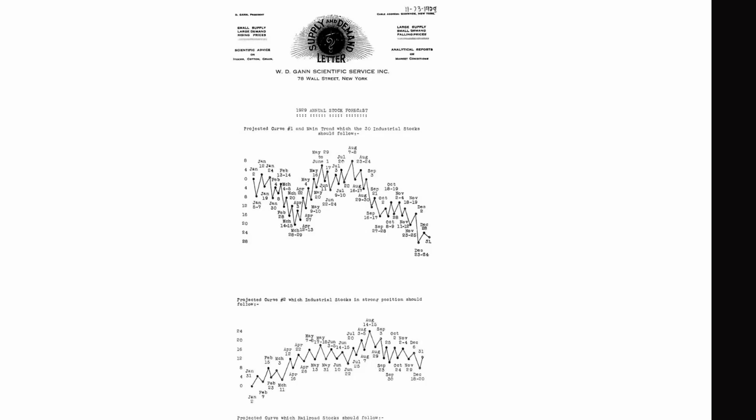Hey everybody, it's hwsteele, and today is January 26, 2020, and in this video, I'm going to talk to you about Gann's 1929 annual stock forecast, more specifically about projected curve number 1, which is what he was anticipating the Dow Jones Industrial Average would follow.